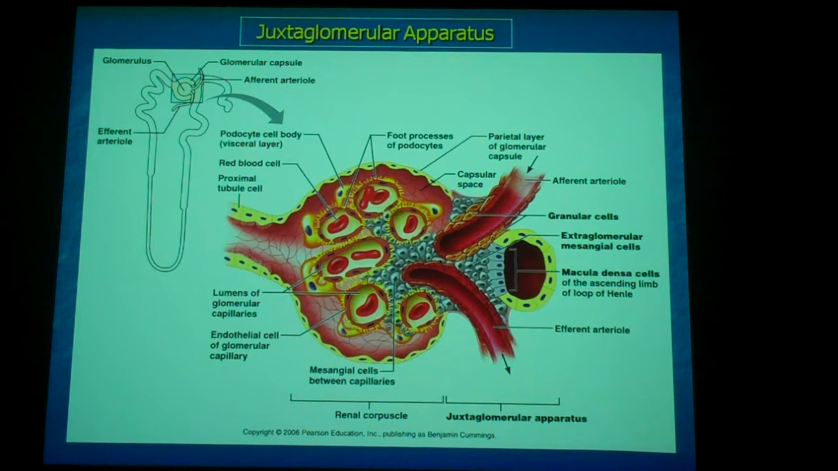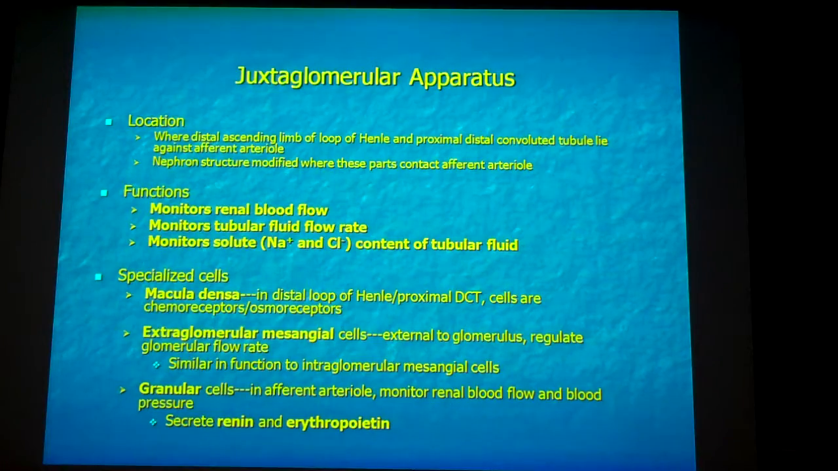But this whole arrangement that we're talking about is called the juxtaglomerular apparatus. Juxta means next to or in proximity to. It's next to the glomerulus, isn't it? So it's the juxtaglomerular apparatus. And all of these specialized cells in here have a function, as we shall elaborate on a little bit later.